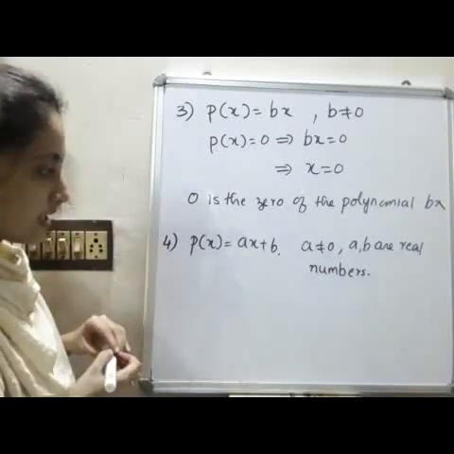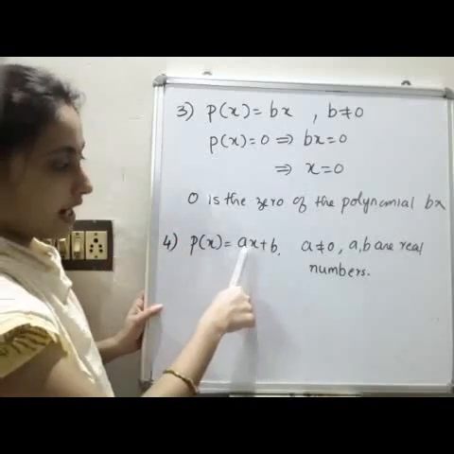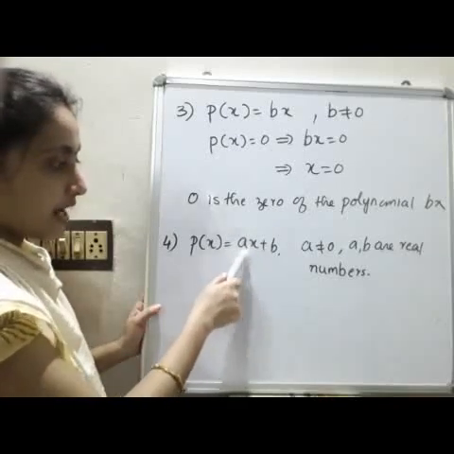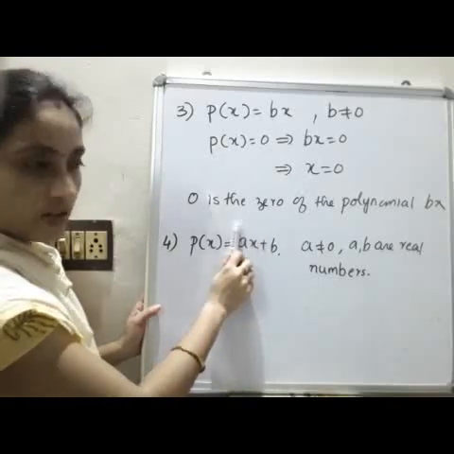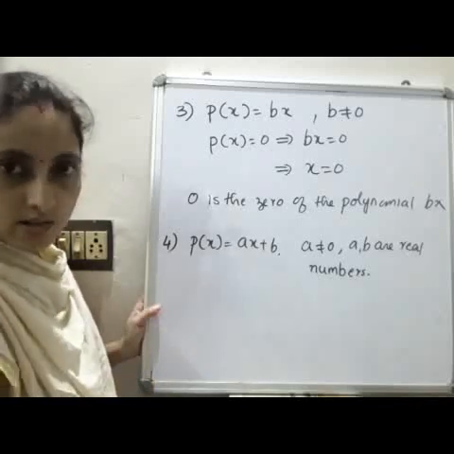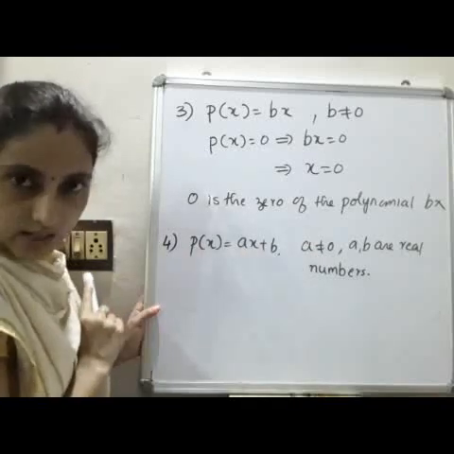Okay. So, next question. P of x is equal to ax plus b, where a not equal to 0 and a and b are real numbers. That is, a not equal to 0. What happens if a is equal to 0? This quantity will be equal to 0. So, remaining only b comes. Okay. So, that becomes a constant polynomial. Is it? That's why we are specifying that a not equal to 0.